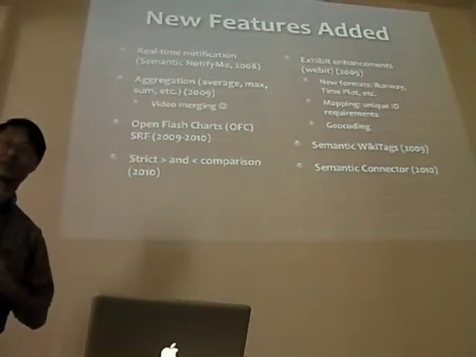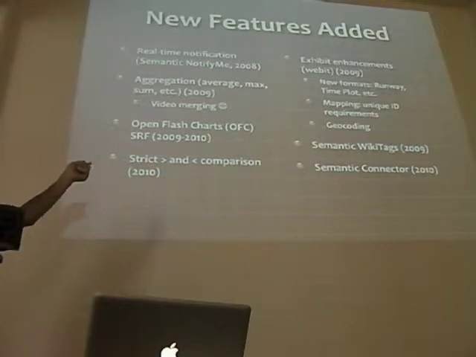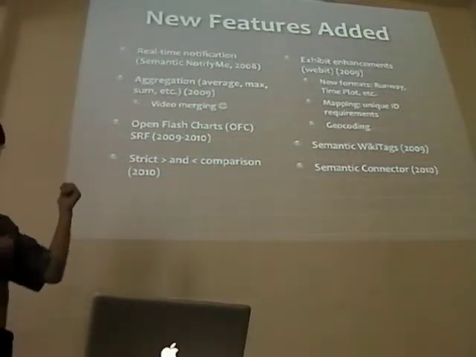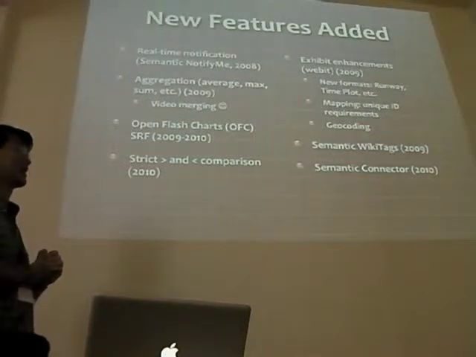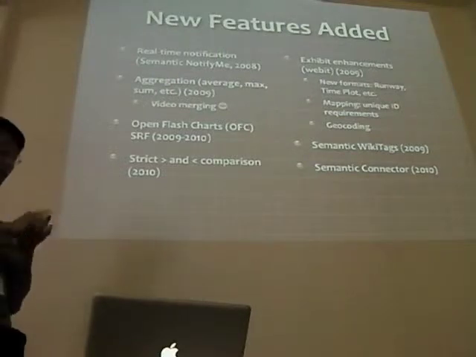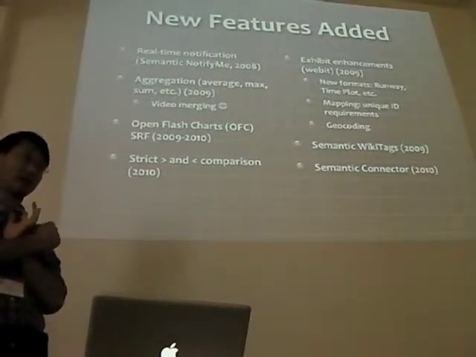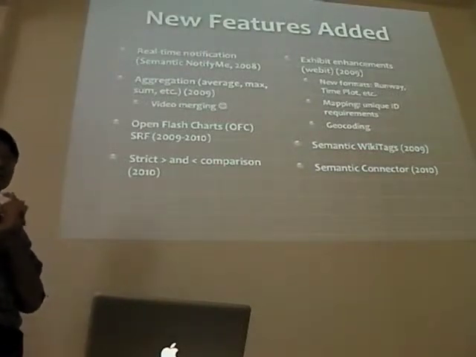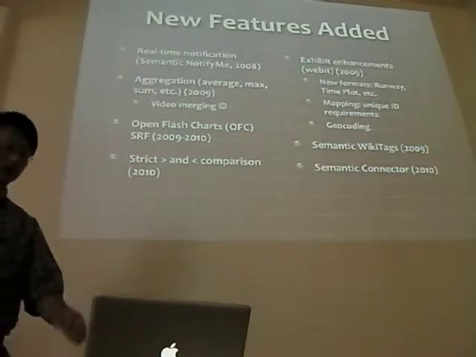There are open flash chart extensions, which is basically a visualizer, SRF, that uses Flash, and we also added the strict comparison in 2010, but then someone else also put that in, I think a little bit later. And we enhanced the Exhibit. It's really cool. We enhanced the map in 2008 or something, I forgot, maybe 2009. Then we added the runway and the time plot extensions as well. We handled the mapping unique ID issues, so you can have multiple IDs that are not unique, but still show up on the map. We also added geocoding support.